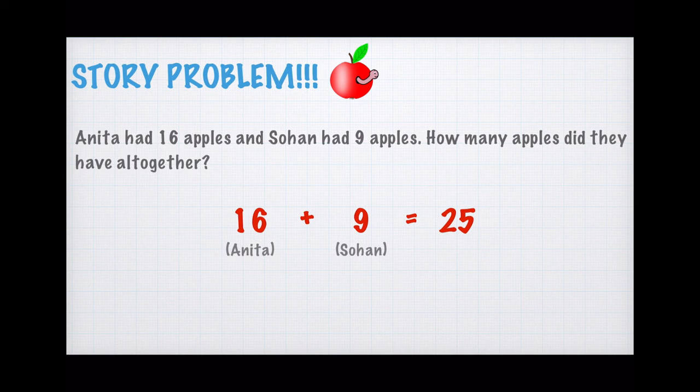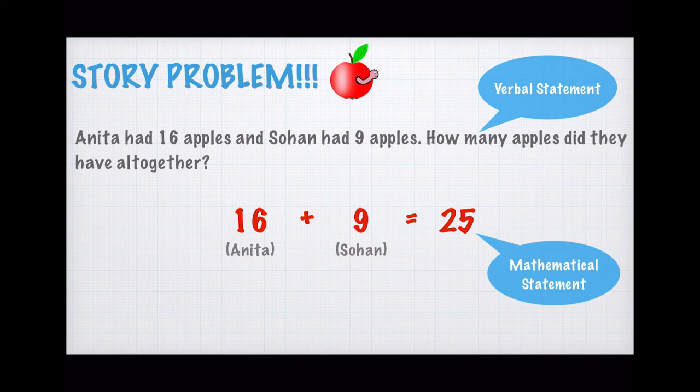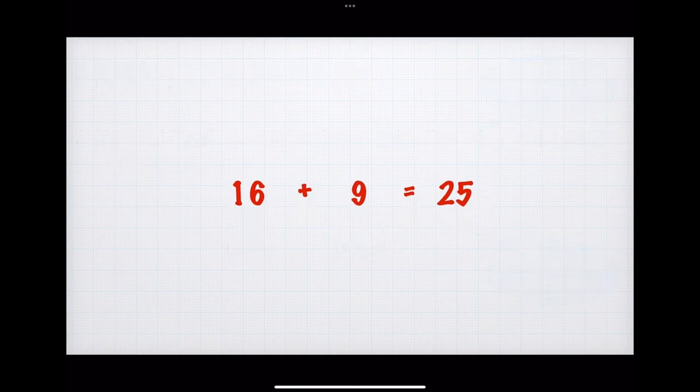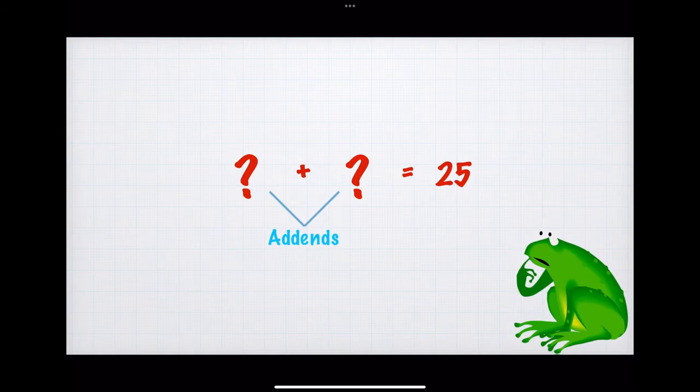If you carefully observe the steps, you will see that we translated a verbal statement into a mathematical statement. In this problem, we knew the value of both the addends. But what if one or both the addends are unknown? Let us see how to frame a mathematical statement when such a case arises.